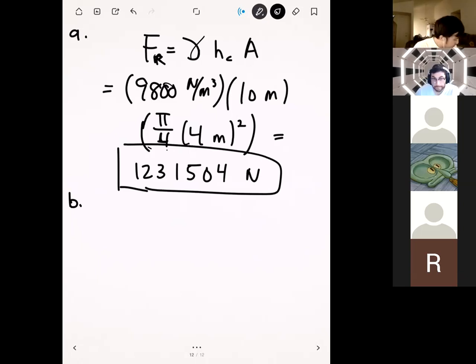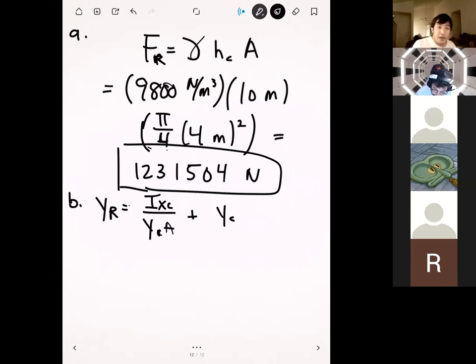Okay, so now let's do location. We know that the location, YR, is equal to IXC divided by YC A, plus YC. And so we're basically going to plug into this formula in order to compute YR.